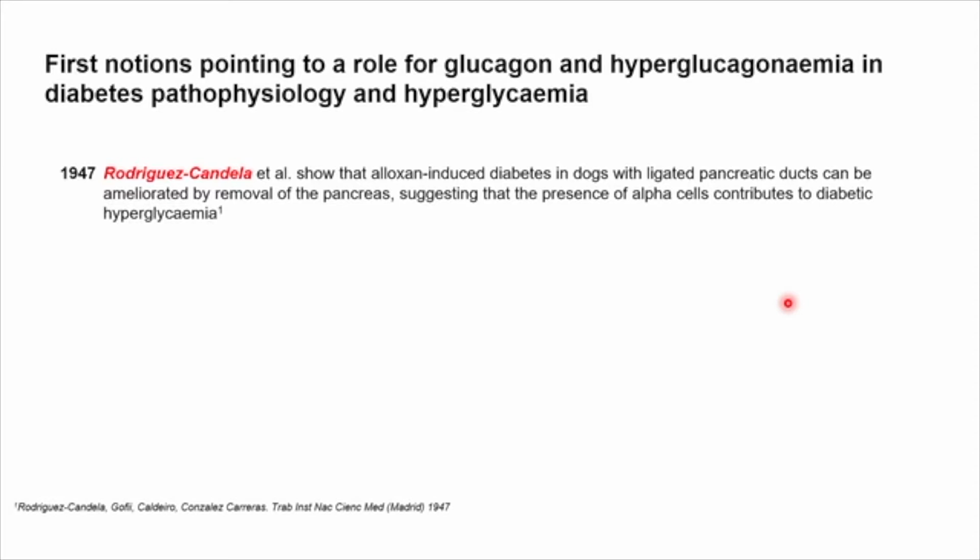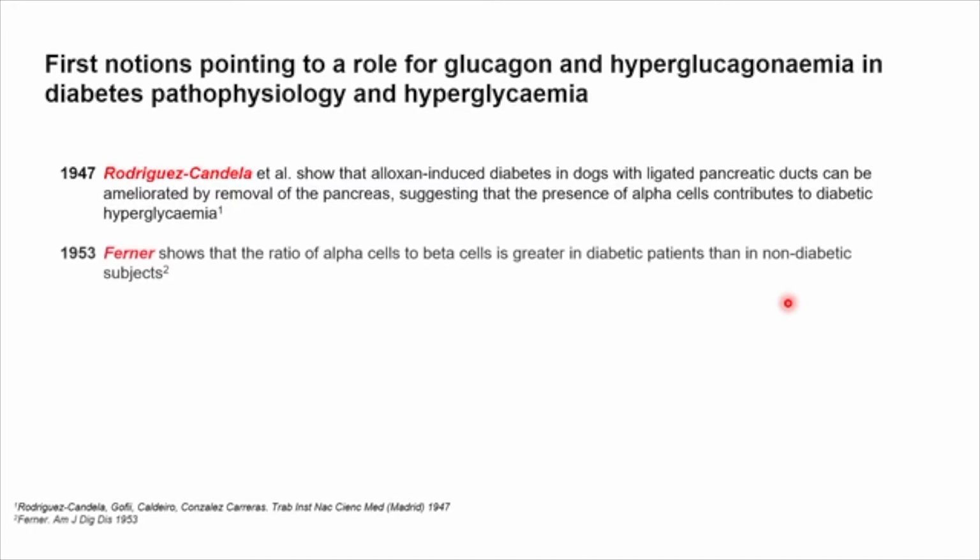In the years after, Helmut Ferner from Hamburg in Germany showed that the ratio of alpha cells to beta cells in diabetic patients was shifted towards more alpha cells as compared to beta cells. Maybe that's not a surprise, but back then it was a notion fueling that glucagon and alpha cells may play a role in diabetes.